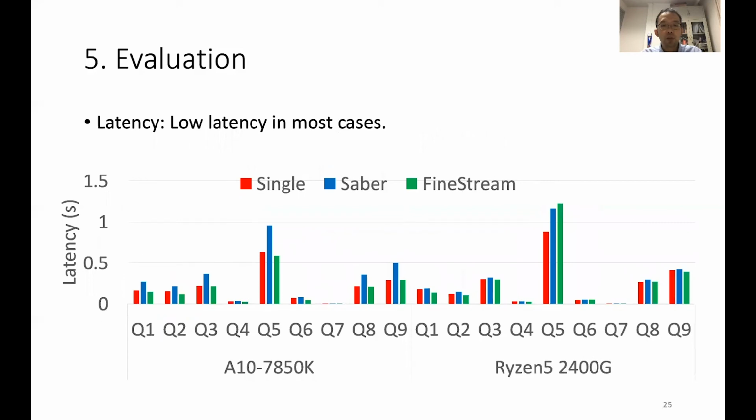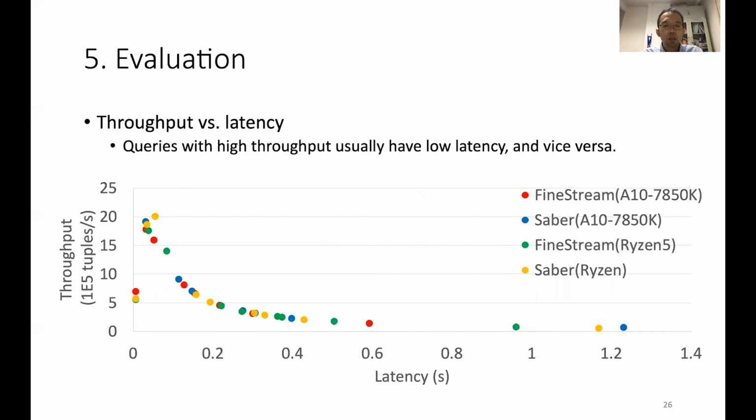This slide reports the latency of different queries on the integrated architectures. In this work, latency is defined as the end-to-end time from the time a query starts to the time it ends. FineStream has the lowest latency among these methods. We show the relationship between throughput and latency of both FineStream and SABER in this slide, which shows that queries with high throughput usually have low latency and vice versa.